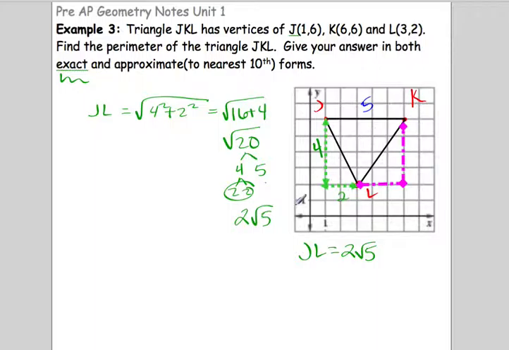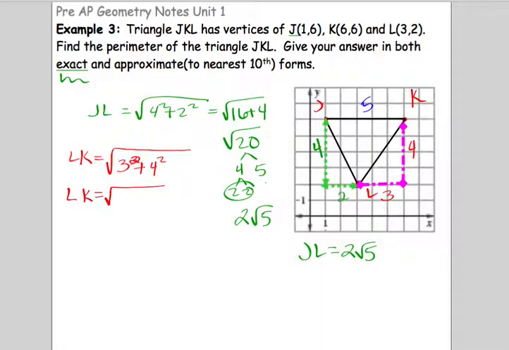I know that JK is 5, and to find LK here, it's 1, 2, 3 across right there, and 1, 2, 3, 4 up. If you know any of your Pythagorean triples, this is one that I highly suggest you memorize, and it's my favorite Pythagorean triple. A squared would be 3 squared, plus b squared would be 4 squared there, and then we square root to get c.